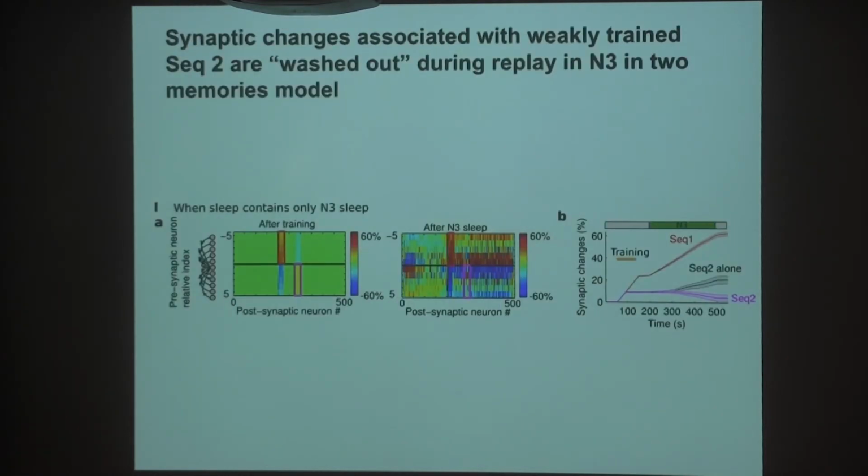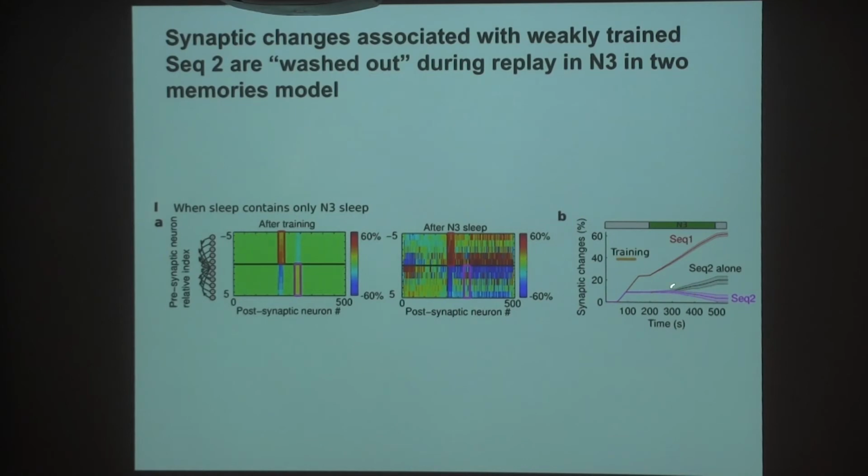In fact, if you look at synaptic weights, just ignore those. This is synaptic weight changes. So this is training, and for both sequences, it increases. Red is sequence 1 and purple is sequence 2. Then during sleep, sequence 1 continues to increase. For sequence 2, during sleep, it starts to decay at some point.